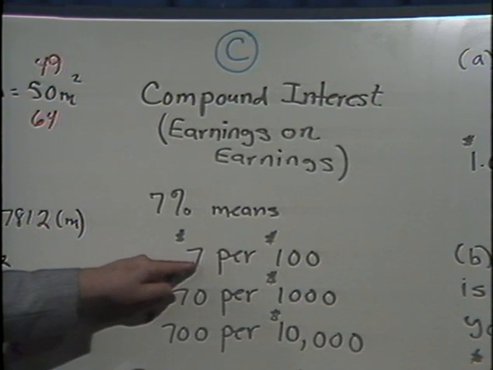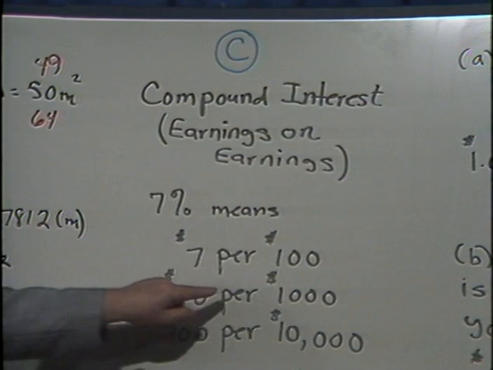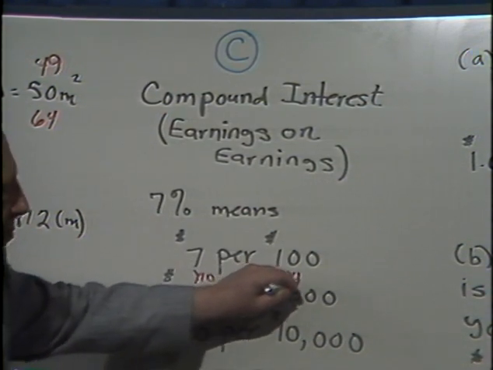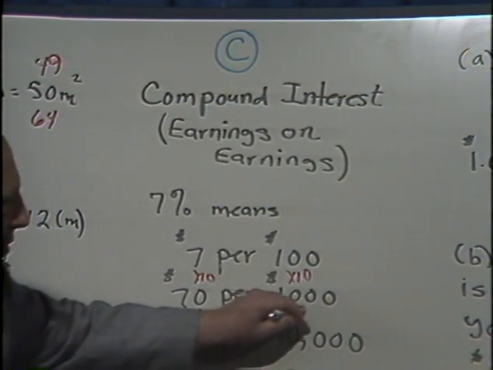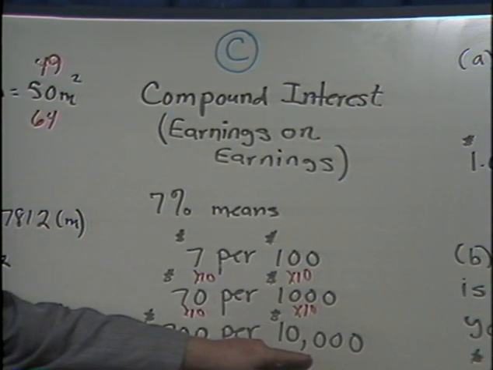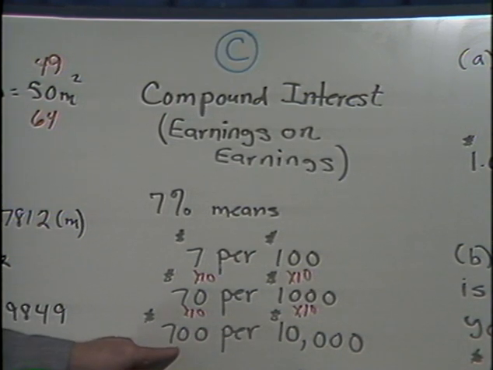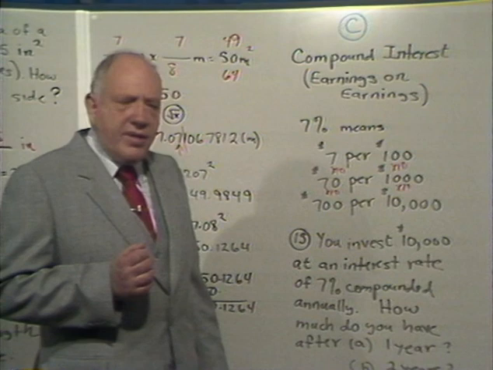See, 7% doesn't just mean $7 for every 100. It also means what? $70 for every 1,000. You see, if I multiply by 10 here and multiply by 10 here, I don't change the rate. And also, if I multiply by 10 again on both sides, I can also say it's what? 700 per 10,000. And if you had 20,000 in here, that would be what? Twice 10,000 is 20,000, so twice 700 is 1,400. So on $20,000, you would earn $1,400 at 7% interest.